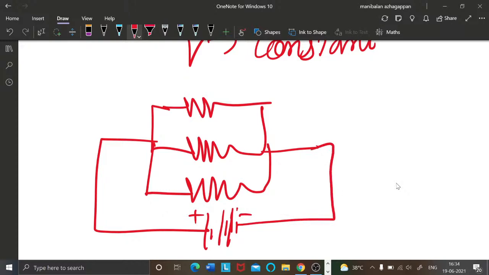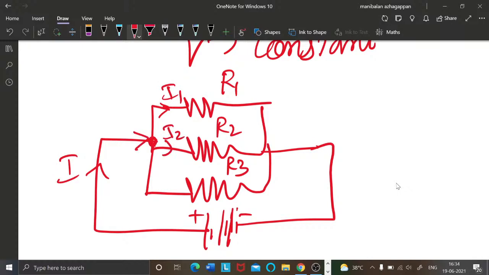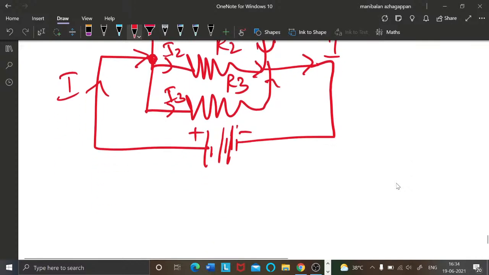So R1, R2, R3. Here current is not constant. The current I is going to divide. When it comes to this junction, it divides into I1, I2, I3. All three currents add here again and come out as current I. So current will be different, but voltage will be the same. Voltage will be constant in parallel.